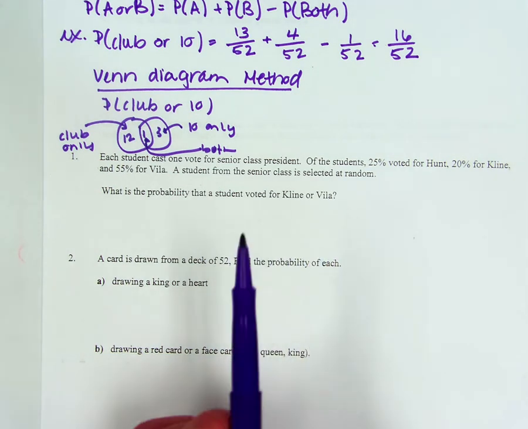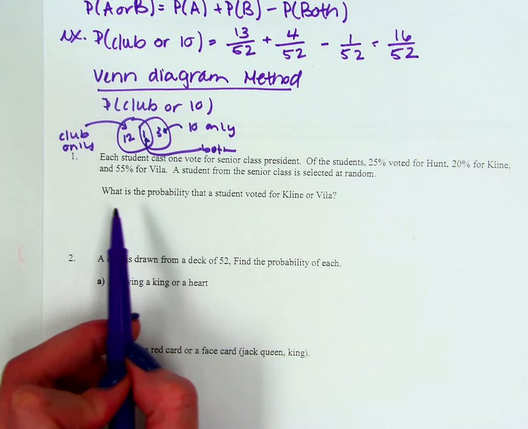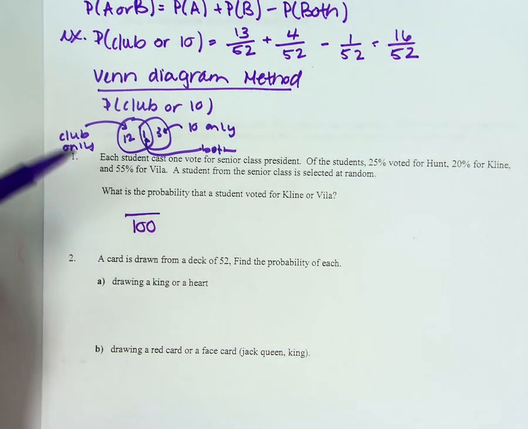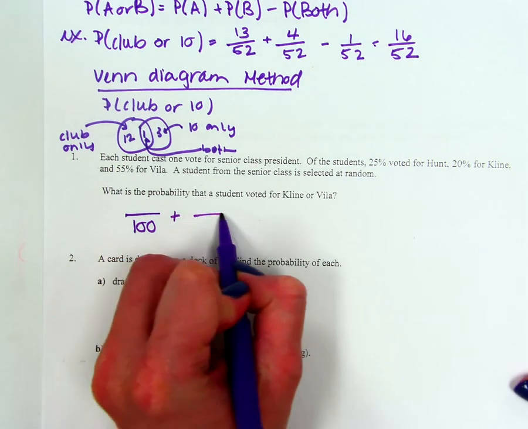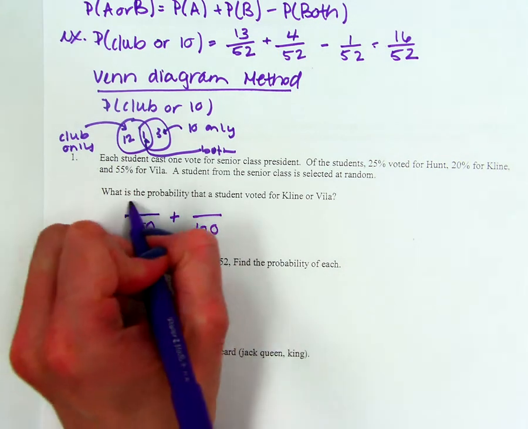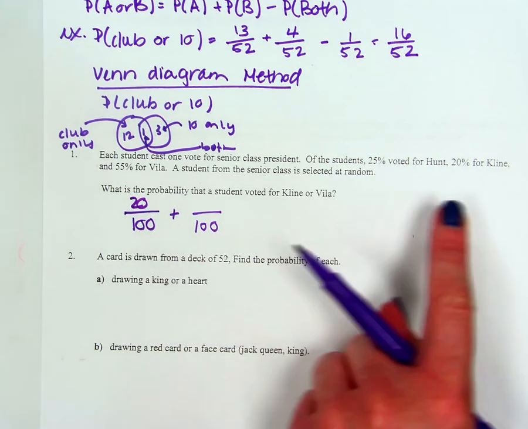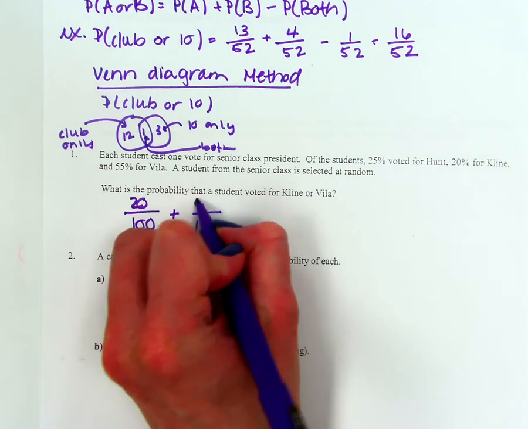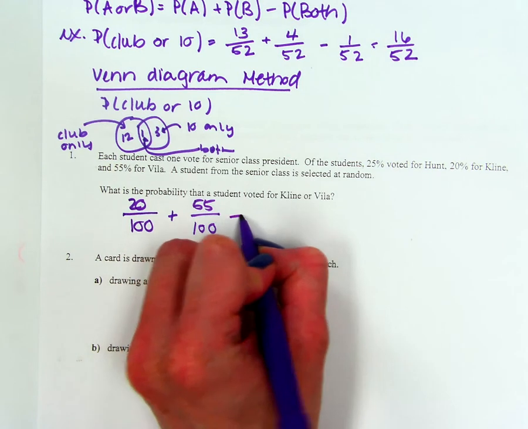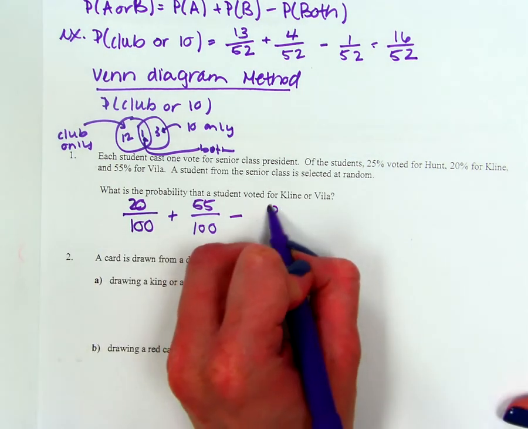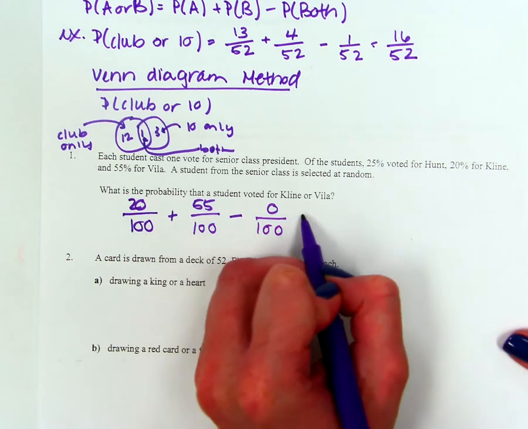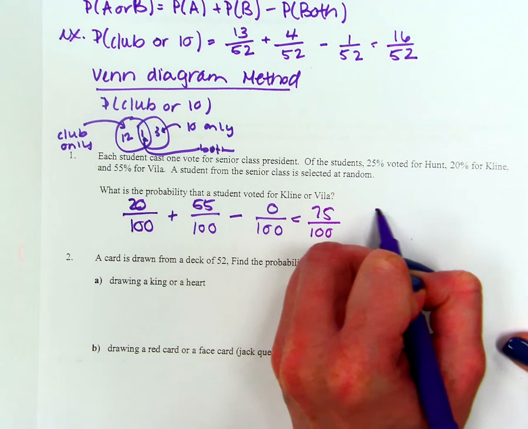We're going to use the same method that we just talked about up top. We have 100%, so that's going to be our total. So we start with 100 on the bottom for both of those. What's the probability a student voted for Klein? Looking at our example, it's 20 out of 100. Or Villa was 55 out of 100. So we did the probability of those first two minus the probability of both of them, which would be 0. So our total comes out to be 75 over 100, or 3/4.